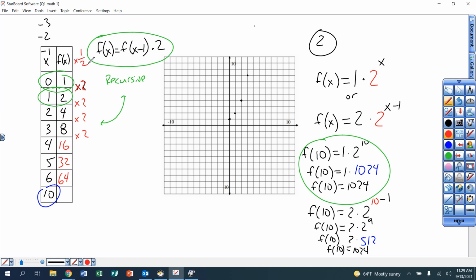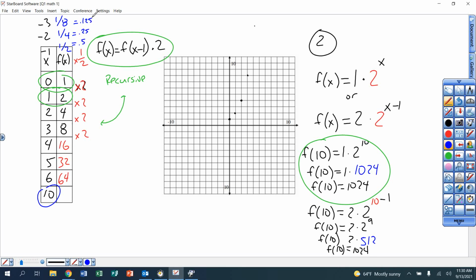So if I did that, 1 times a half will give me that term right there, which is 1 half. 1 half times another half gives me 1/4. 1/4 times another half gives me 1/8. And if you look at those values, this is 0.5, 0.25, 0.125.